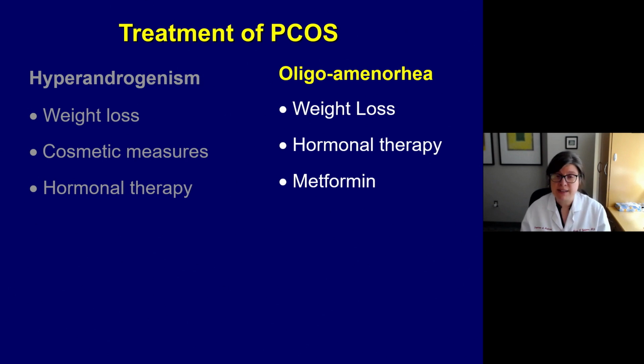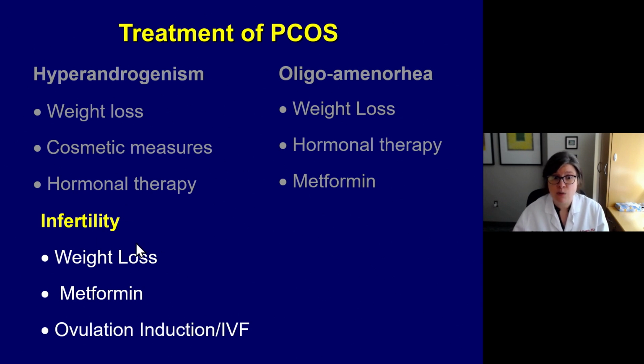Hormonal therapy, obviously birth control pills are the mainstay here. Also, sometimes if a patient cannot tolerate birth control pills, we may give a progesterone like medroxyprogesterone or micronized progesterone every 2 months to help shed the lining so that the patients don't get into trouble with endometrial hyperplasia or endometrial cancer down the road. Metformin also can be useful in terms of causing more ovulatory cycles.